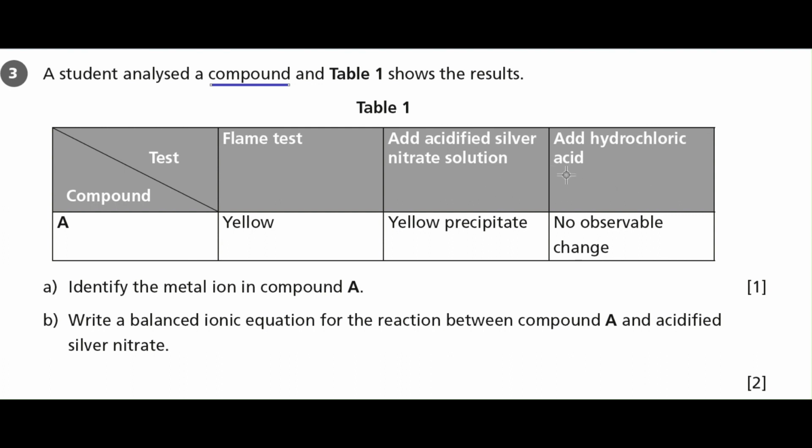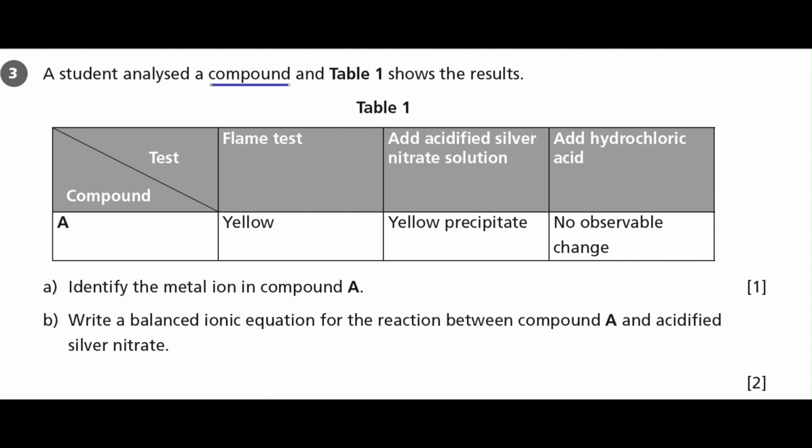The last column of the table is the results on adding hydrochloric acid, and that's adding it to the original compound. If we get effervescence, that's the posh word for seeing bubbles and hearing fizzing, that tells me I must have had a carbonate present in the original compound. Let's look at the question.